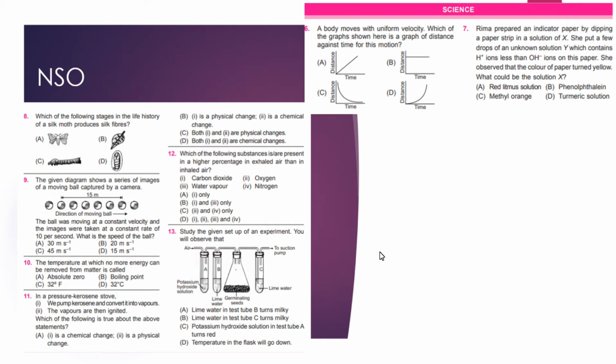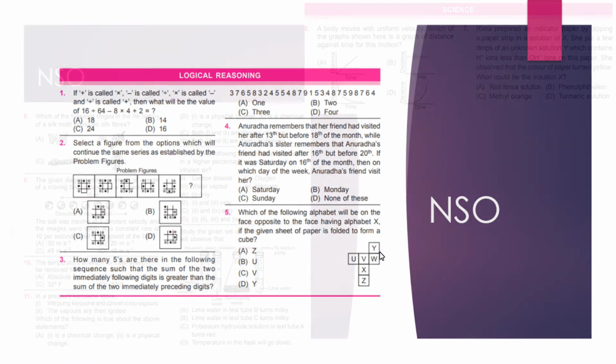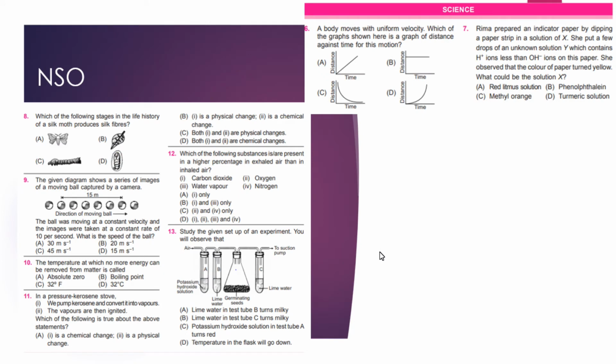Now science. It's related to your syllabus. Don't worry. Which of the following bodies moves with uniform velocity? Which of the graphs shown here is a graph of distance against time? Seventh standard, obviously you should know because it covers your whole portion. This thing is there in your syllabus. So the answer is A obviously.